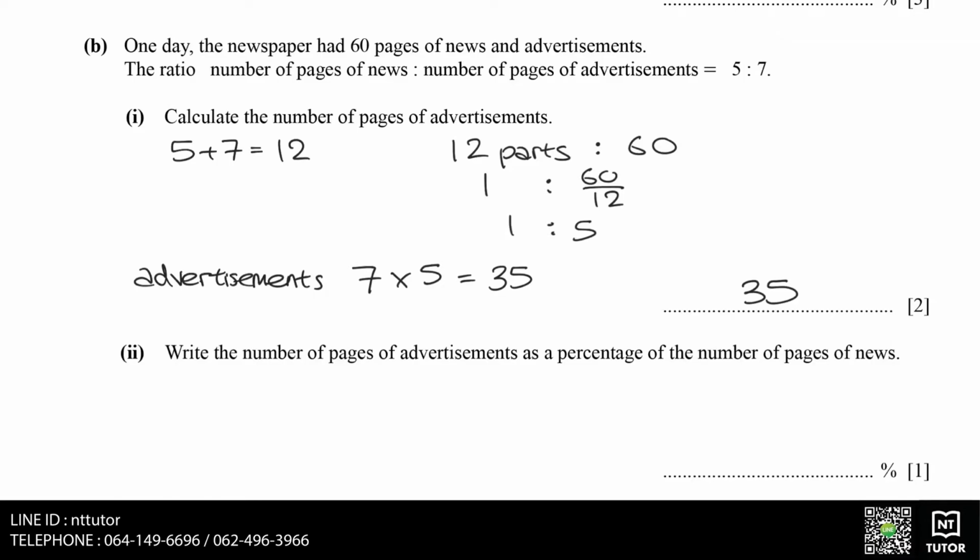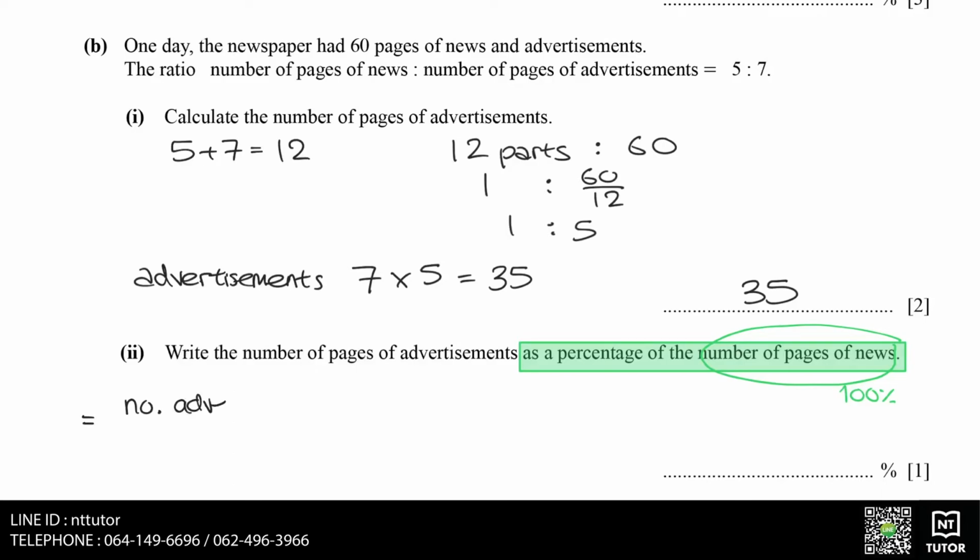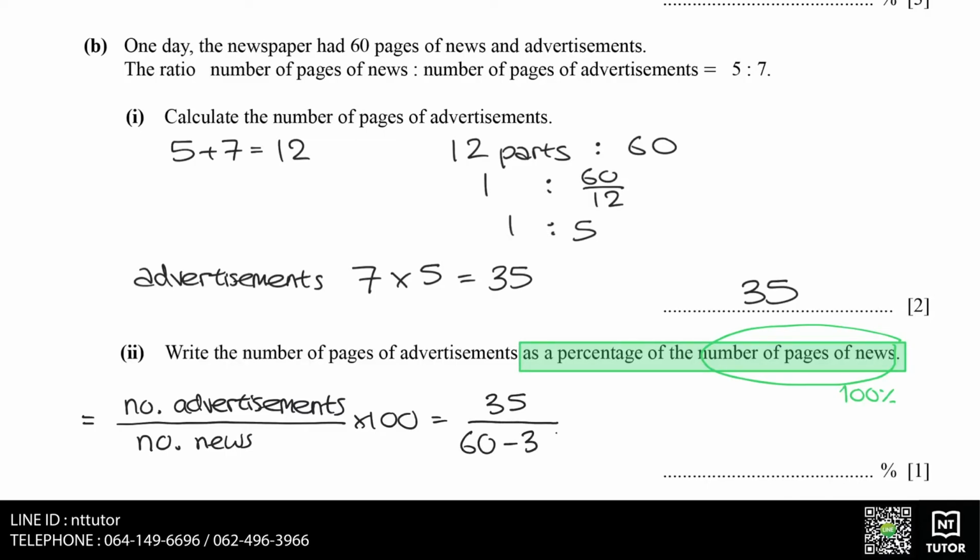Write the number of pages of advertisements as a percentage of the number of pages of news. Since the question says, as a percentage of the number of pages of news, the number of pages of news is our base, or our 100%. This means that the number of pages of advertisements as a percentage of the number of pages of news would be equal to the number of advertisements divided by the number of news multiplied by 100. So that would be 35 divided by the number of pages of news, which would be 60 minus 35, then multiplied by 100.